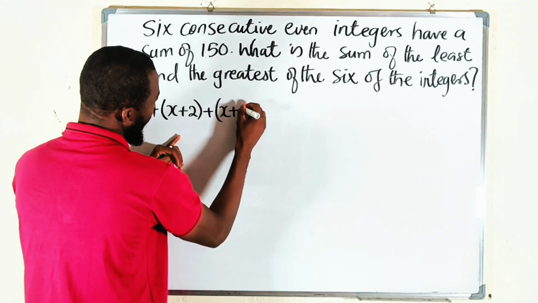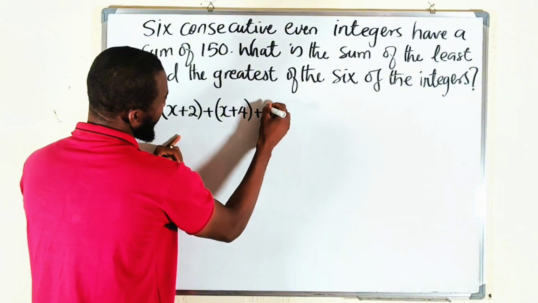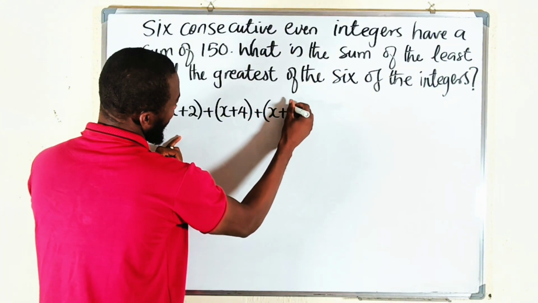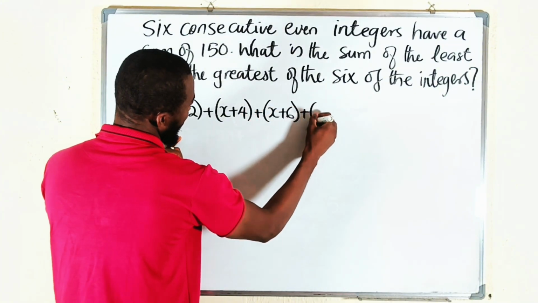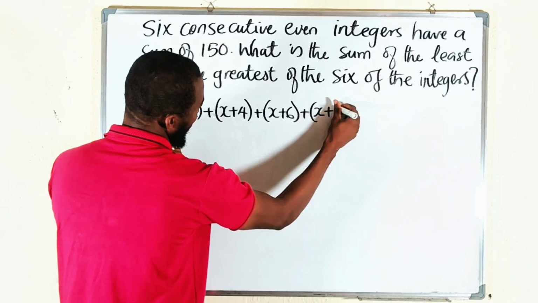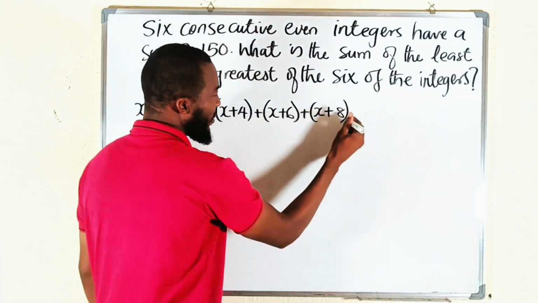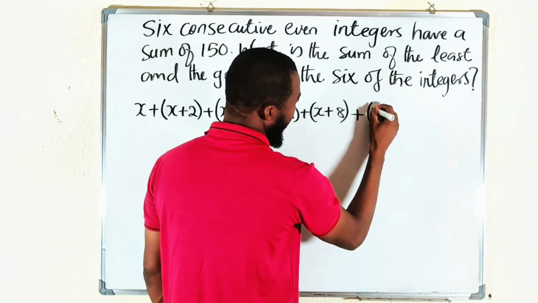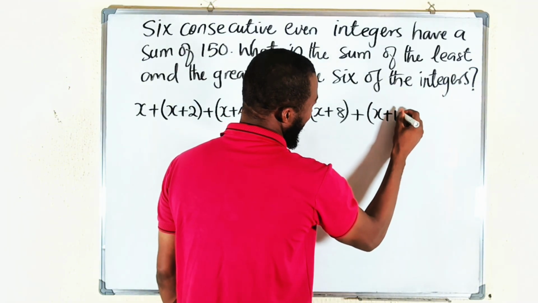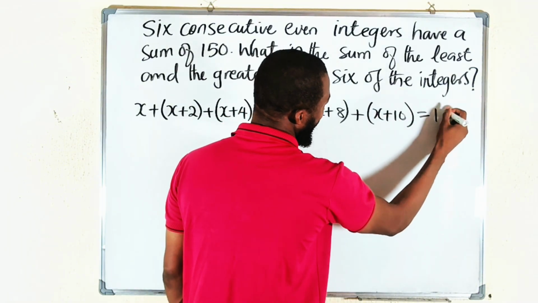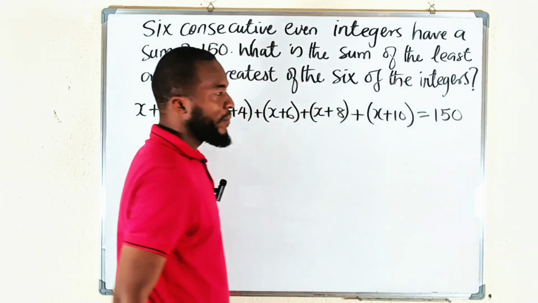X plus 4. X plus 6. X plus 8. Let me count because there are 6, right? 1, 2, 3, 4, 5. We still have 1. So x plus 10. Everything here must be 150.